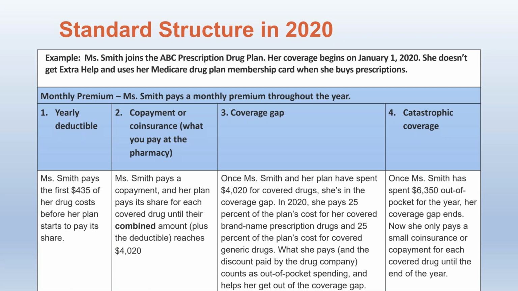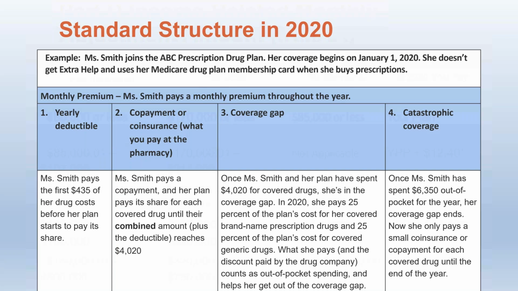If all your out-of-pocket costs added up to $6,350 in this phase, you would enter what's called the catastrophic coverage level, and then your costs for filling prescriptions after that would go way down. This resets every year.